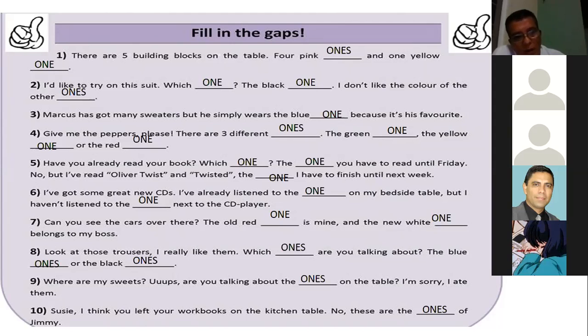And the new white one belongs to my boss. Look at those trousers. I really like them. Which ones are you talking about? The blue ones or the black ones?